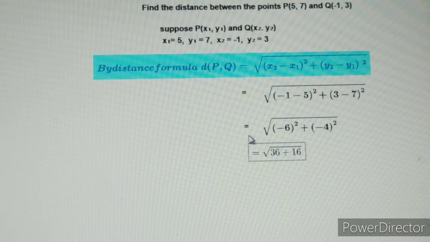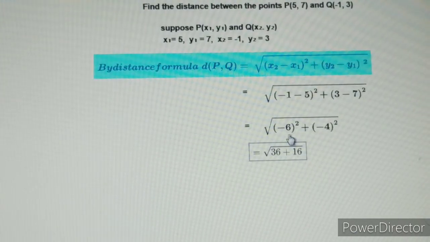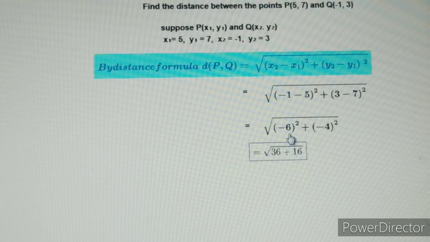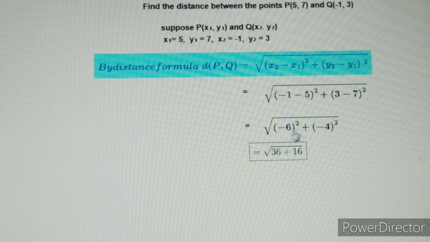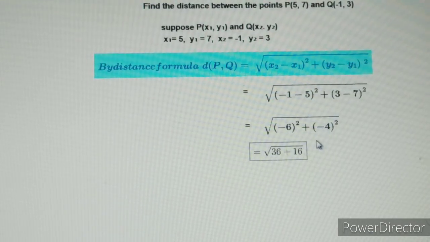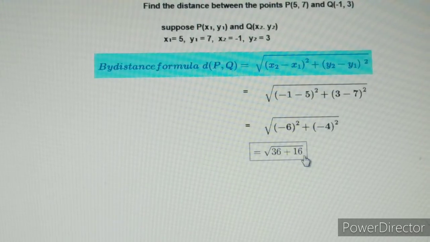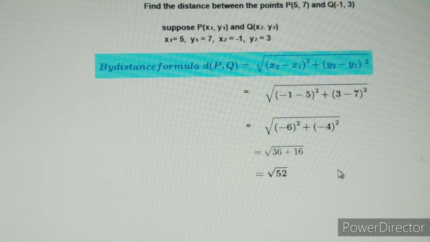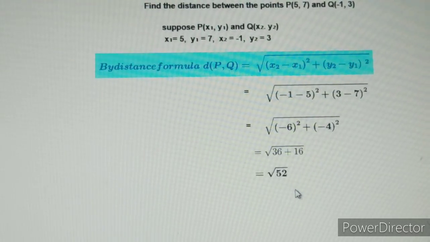The square of any negative number, or the square of any real number, is always positive. Therefore, negative 6 square is equal to 36 and the square of negative 4 is 16. Thus, we get square root 52.